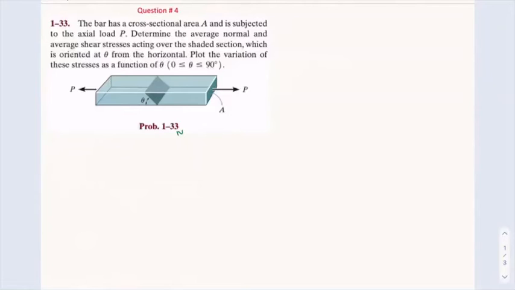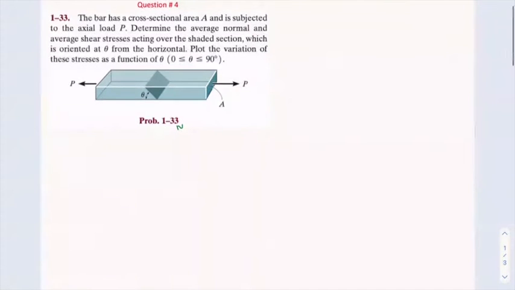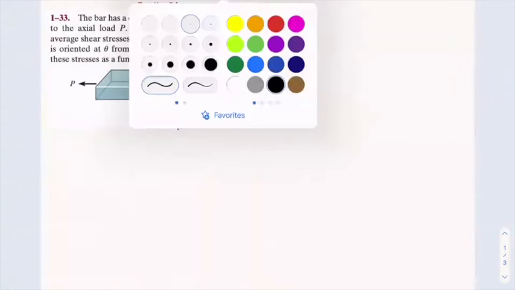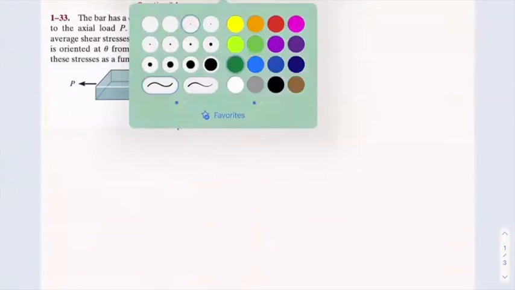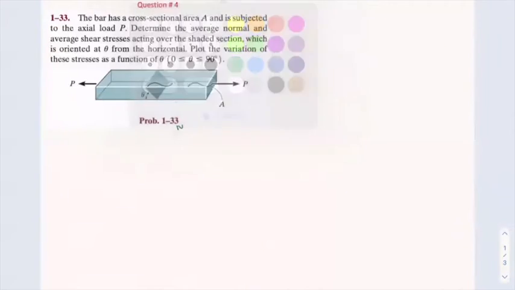So for this problem, basically the goal is to make two separate functions in terms of theta, and one is to represent the shear stress, and the other is the normal stress. We can start with a free body diagram to make things a little more simple.